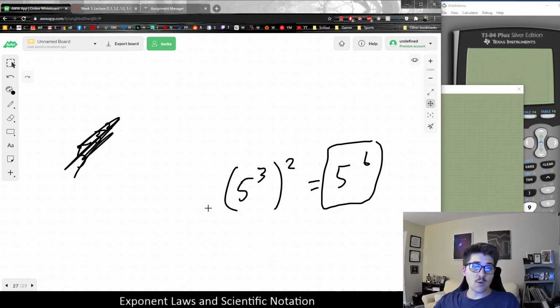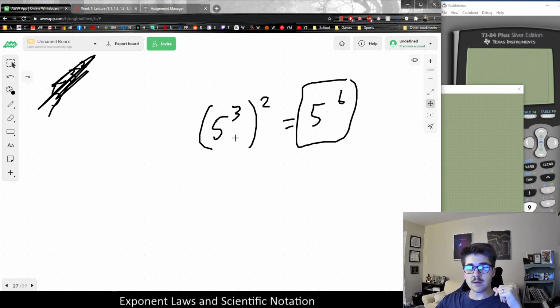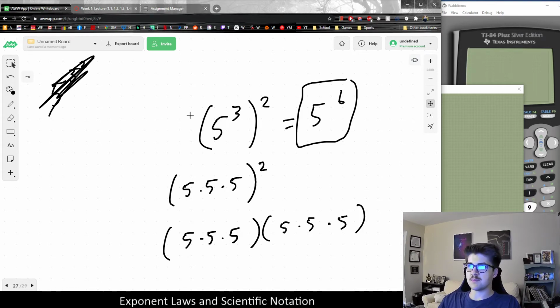But also, why? The question of why these things work always comes down to, what does exponential notation mean? 5 cubed means I just have 3 5s multiplied in succession. And if that whole thing is squared, that means I have 2 of those whole things in parentheses multiplied together, because that's what squaring means. So altogether, I have 5 times 5 times 5 times 5 times 5 times 5. Ultimately, that makes 6 5s all multiplied together, which is why it comes out as 5 to the 6th.